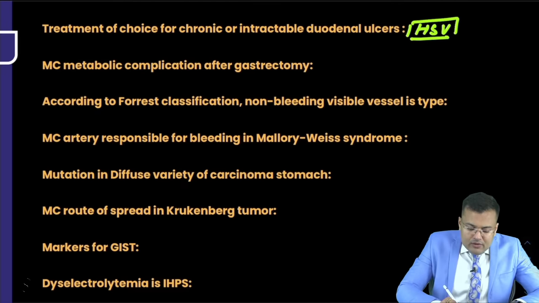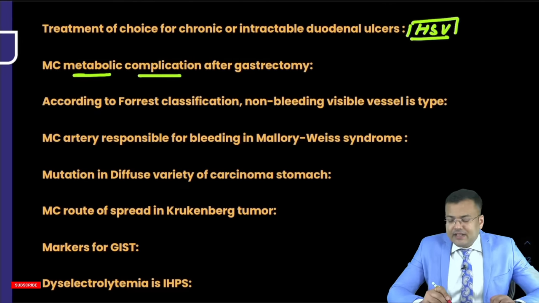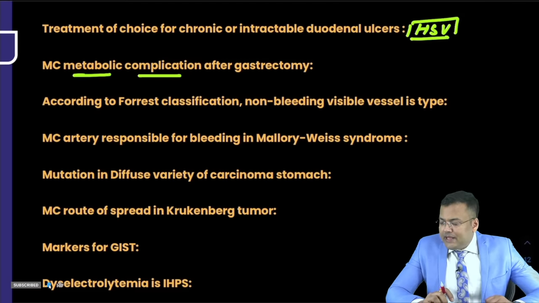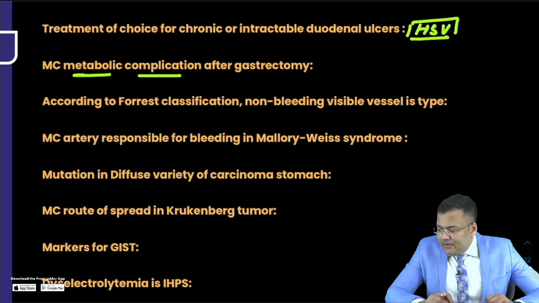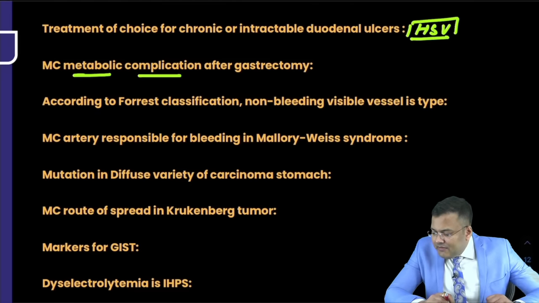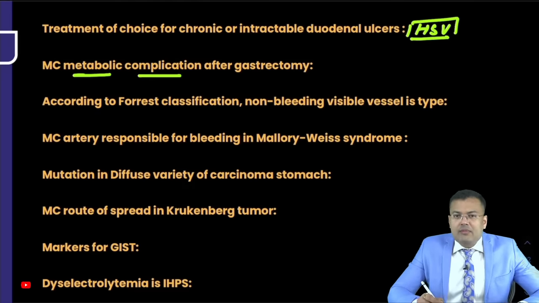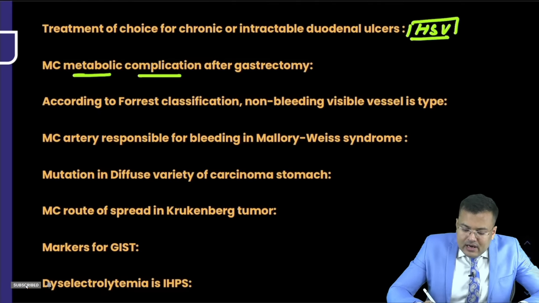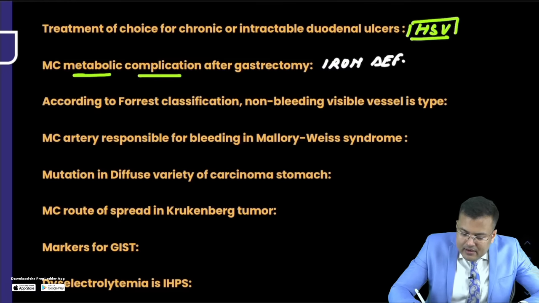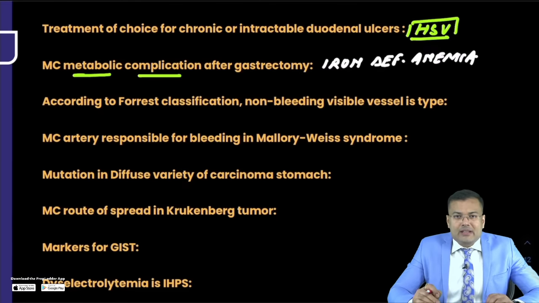Next, very easy question. Most common metabolic complication after gastrectomy. Tell me, guys. Vikas, Uma, Rushali, Aparna, Ankit Gujjar, first person, Jiten Yadav, second person, yes, Shivani Patel, yes, Avantika Raina, Avi Meena, majority of you are correct, guys. Most common metabolic complication after gastrectomy, that is iron deficiency anemia. And whenever more than 50% of stomach is resected, patient is going to develop megaloblastic anemia. But overall, which one is most common? It is iron deficiency anemia.